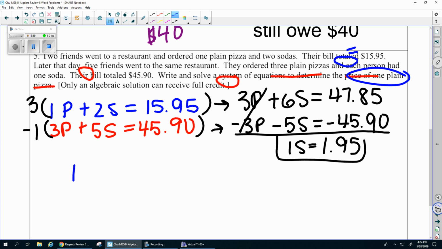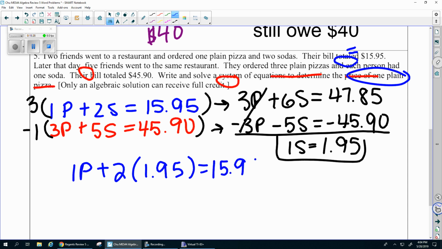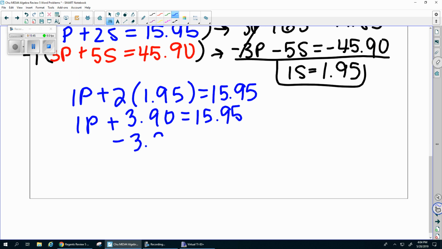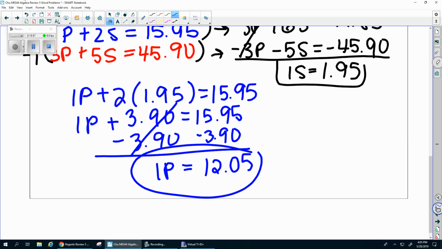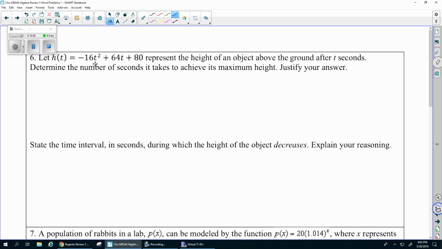I'm going to use our first equation, 1p plus 2s, and instead of s, $1.95 equals $15.95. So one pizza plus 2 times $1.95 is $3.90 equals $15.95. Okay, if I want to solve for the pizza, minus $3.90 on both sides. And I get 1p is equal to $12.05. So one pizza was $12.05. We're almost there.